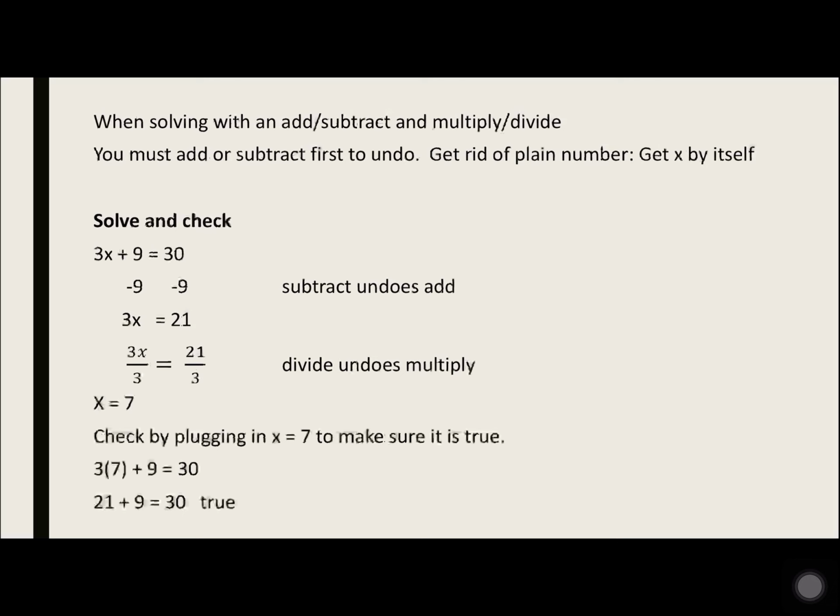Check by plugging in x equals 7 to make sure it's true. When you solve an equation, it means that's the number that gets plugged in and is true. So let's check. 3x plus 9 equals 30. 3 times 7 plus 9 equals 30. 3 times 7 is 21, plus 9 equals 30. This is true. So x equals 7 makes it true.